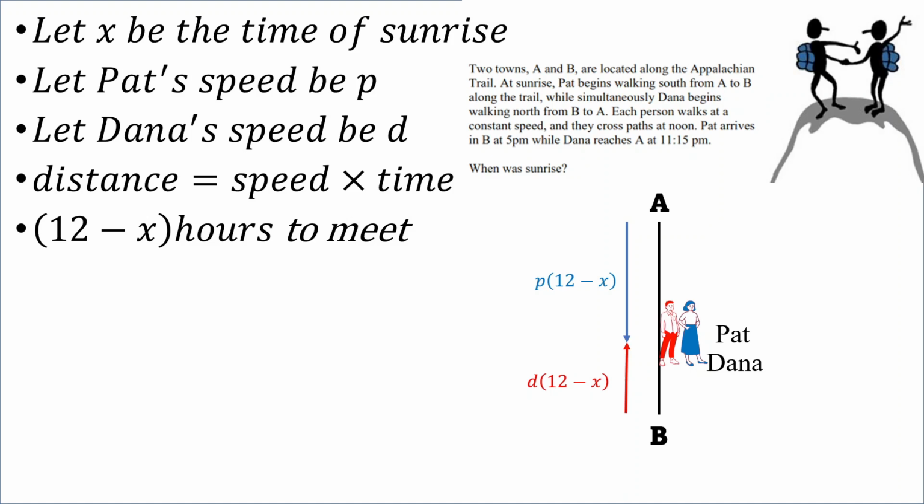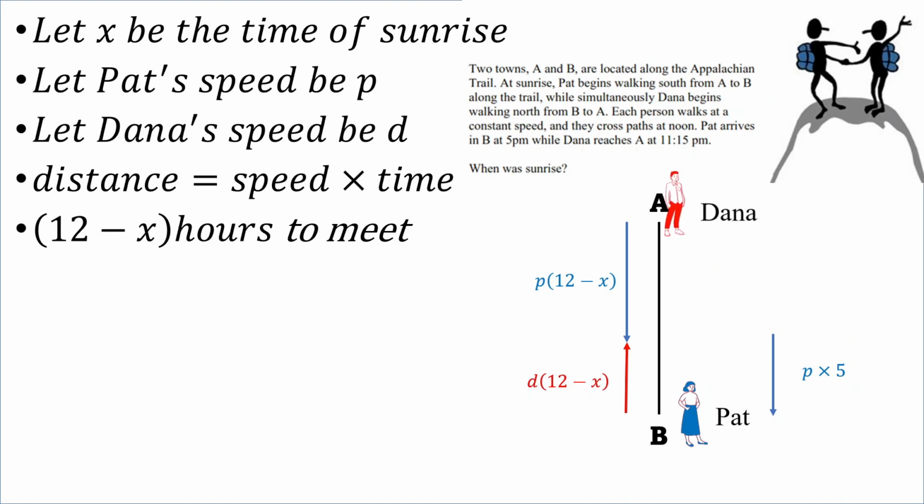Next, after noontime, Pat continued on her journey and traveled the rest of the way, which was the distance that Dana originally traveled. But since she arrived at 5 p.m., the distance that she would travel would be equal to P times 5. Dana traveled the rest of his journey, which is equivalent to the original distance that Pat had traveled before noon. But since he arrived at 11:15 p.m., that distance will be his speed D multiplied by 11.25 hours.